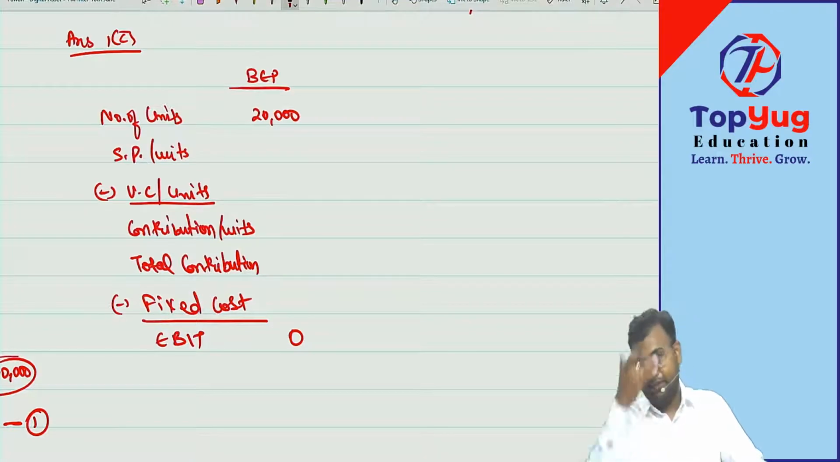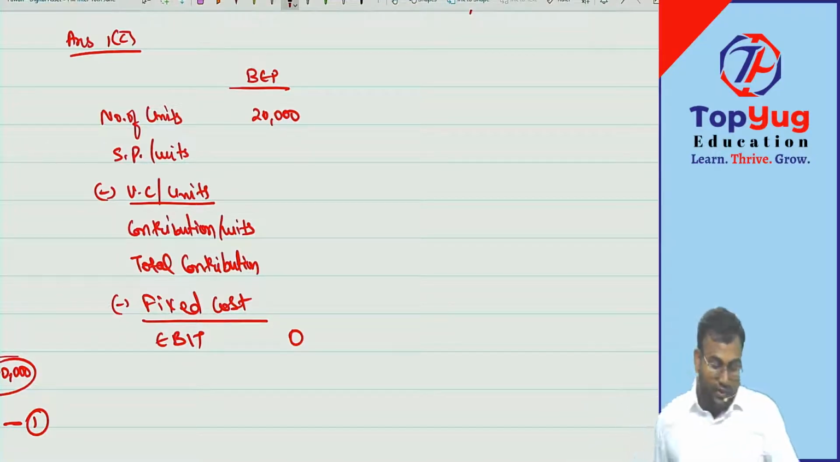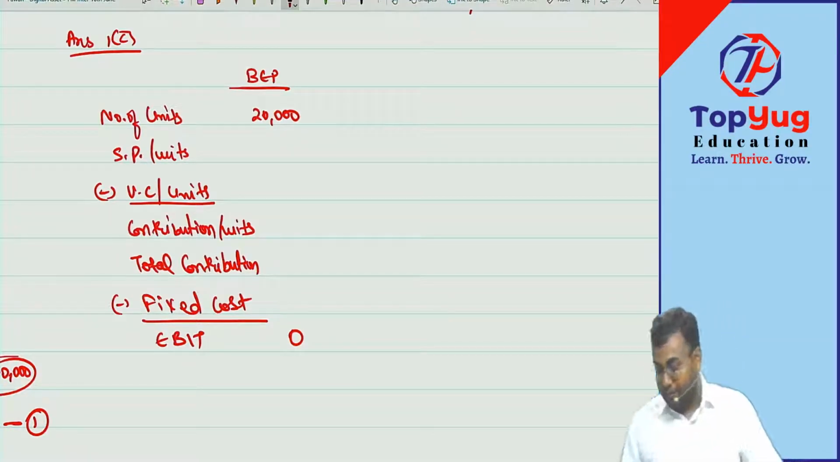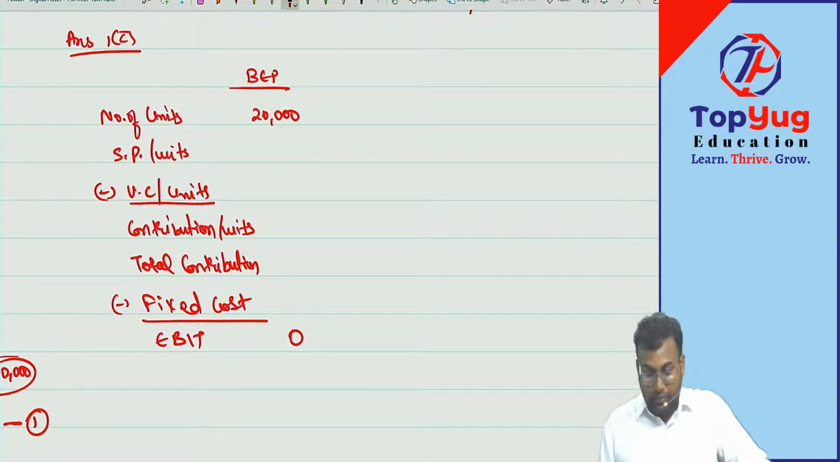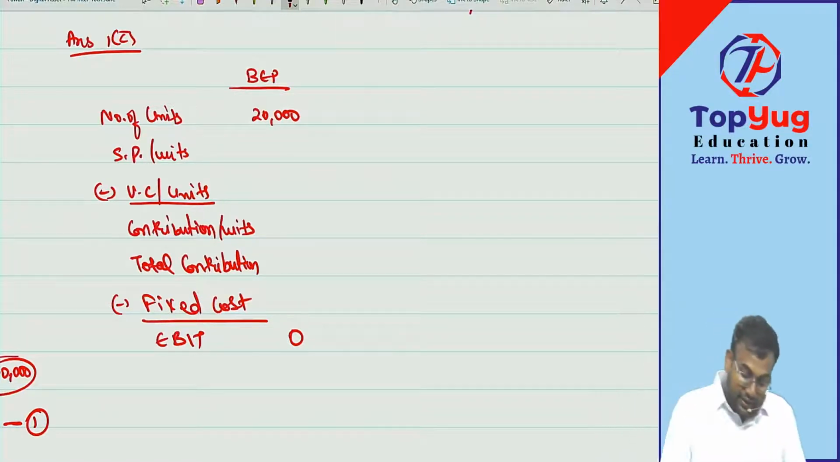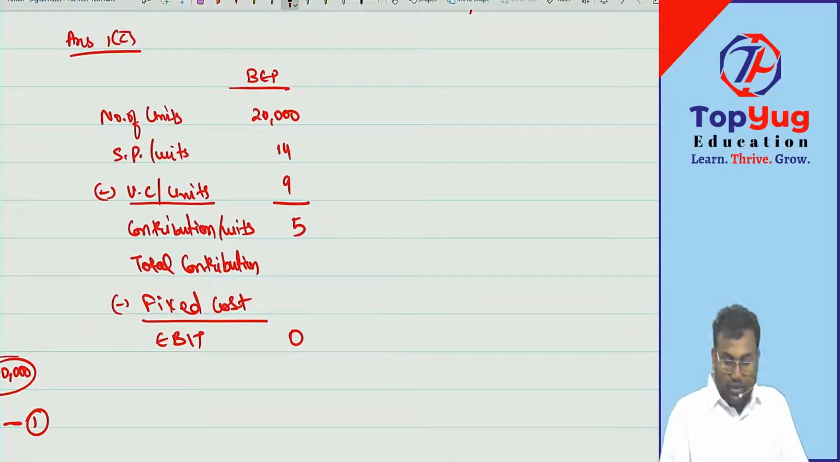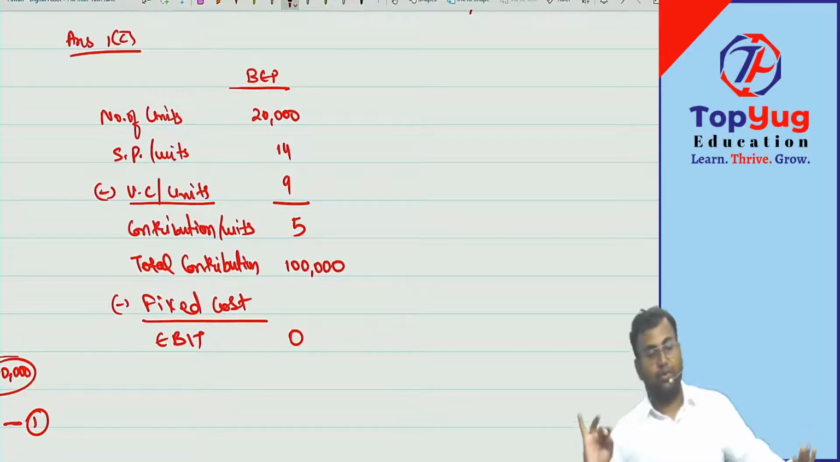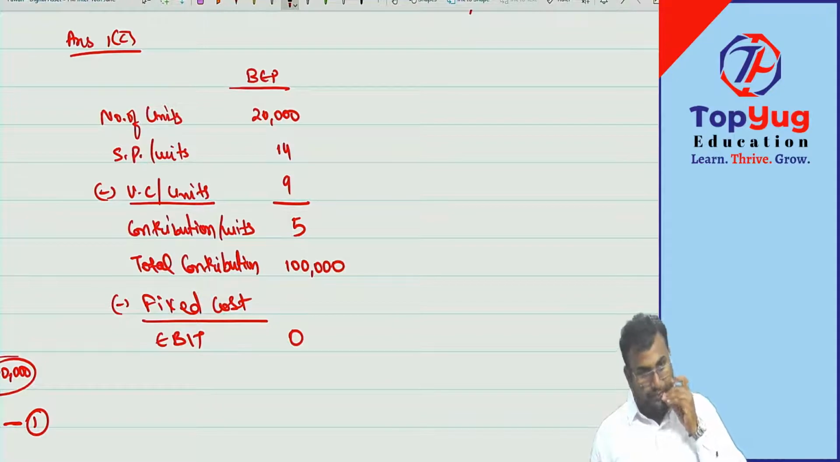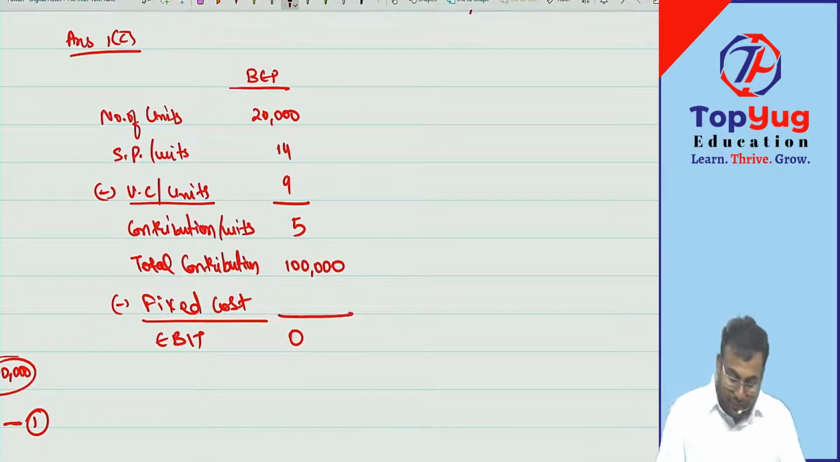Are we able to understand this? Yes. Now let us see what all the numbers he has given to us. He says there are 20,000 units, already we have written. He says you will have a selling price of 14 per unit, variable cost of 9 per unit, then you will have a contribution of 5 per unit. Are we all good? Then this 5 multiplied by 20,000, I will get 1 lakh. So this much information is given in the question. We already know the answer will be 0.